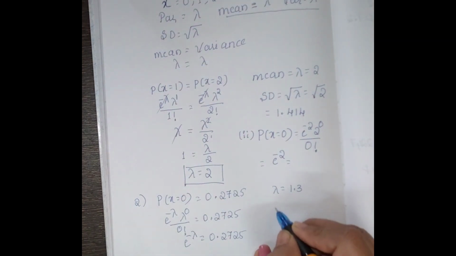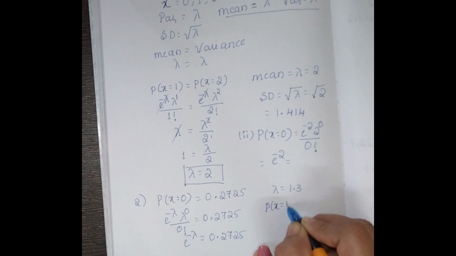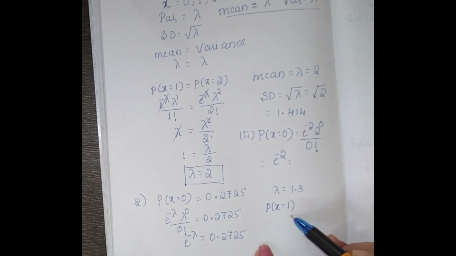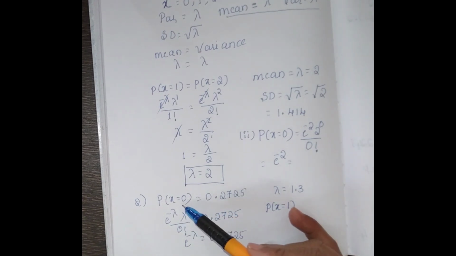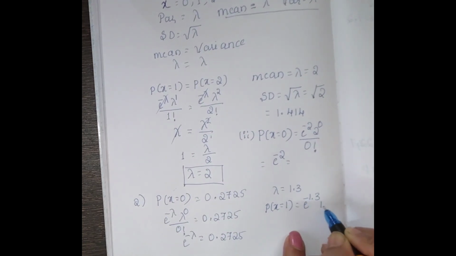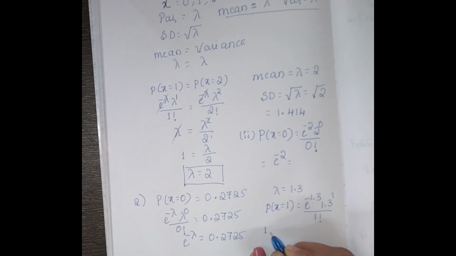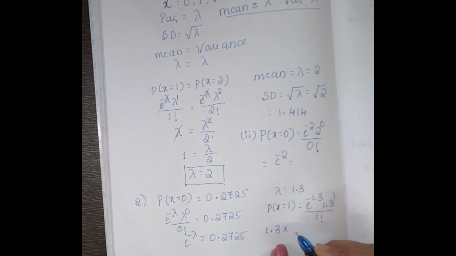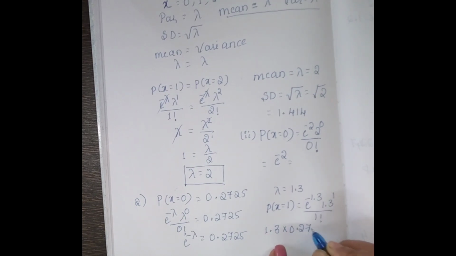Then the next probability term, that is x equals 1. First was 0, now this is the second probability term. e to the power minus 1.3, 1.3 to the power 1 divided by 1 factorial. Then that is 1.3 into e to the power minus 1.3, and we know that answer here, into 0.2725. Then the answer is 0.3543.